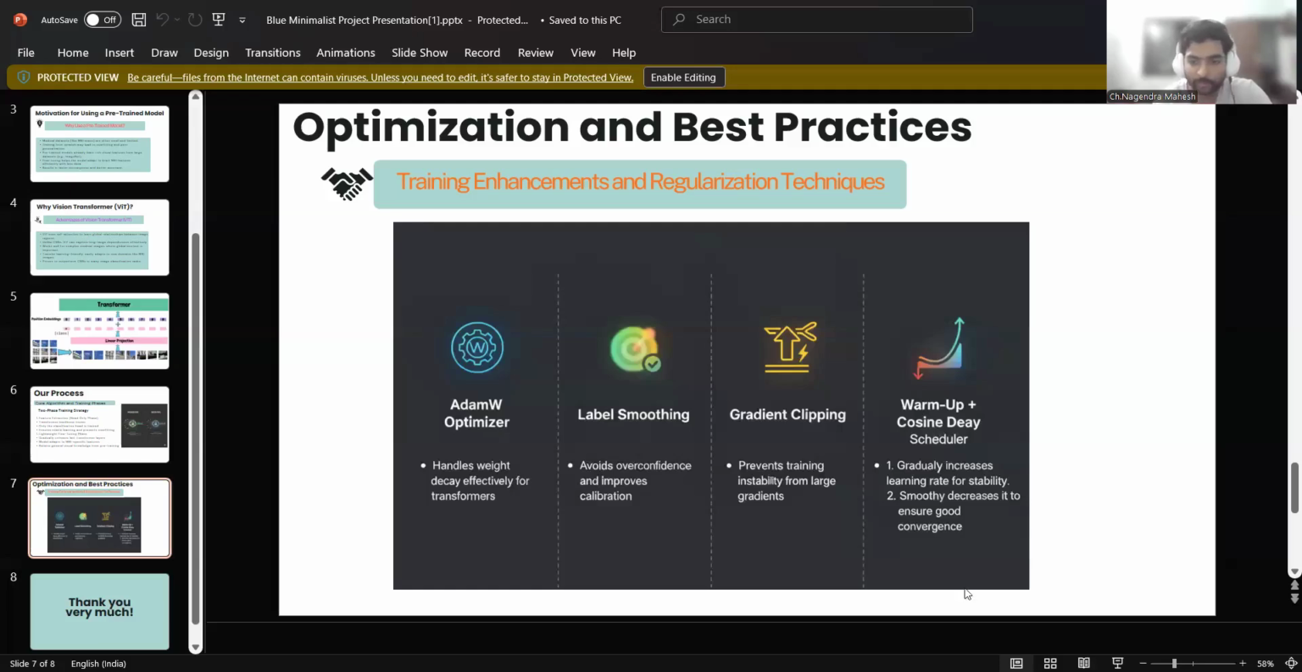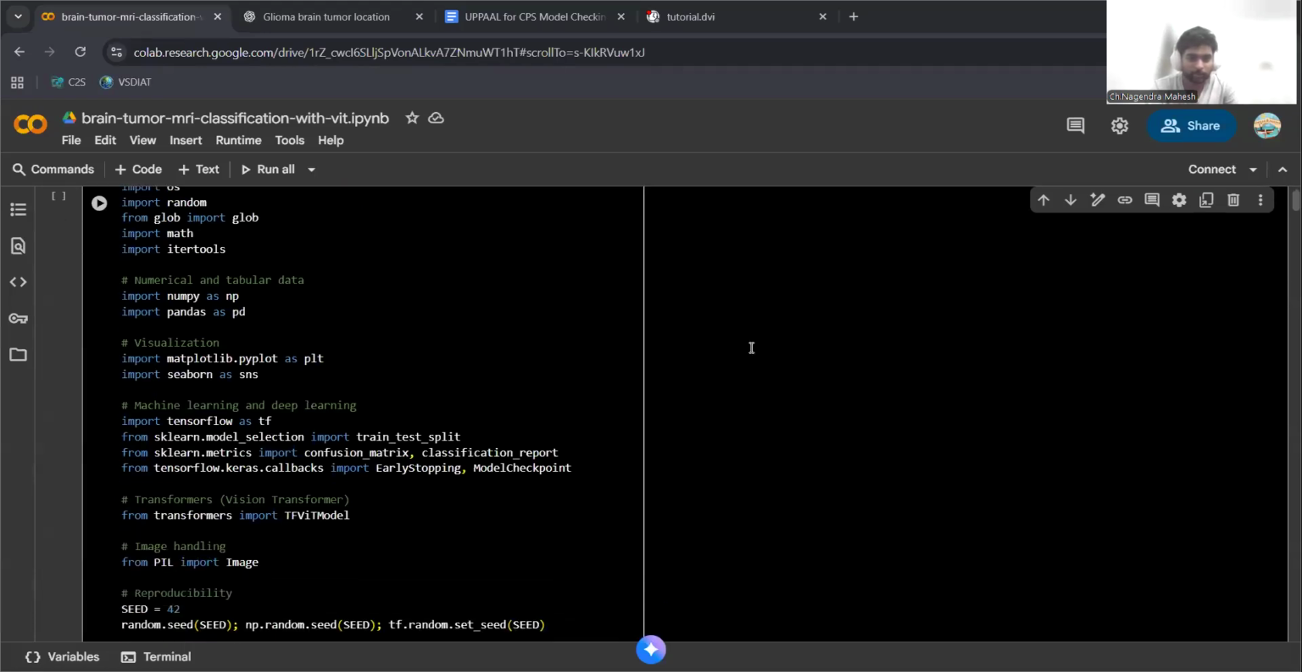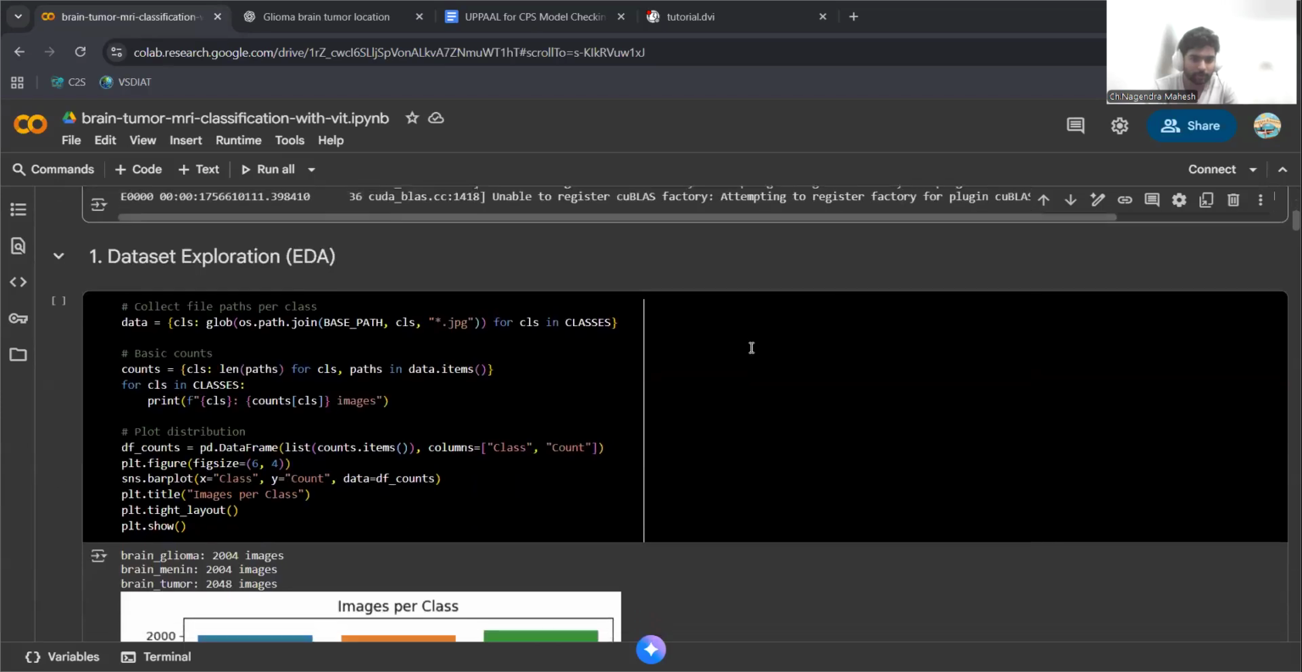So let's get to the project code, like how it's done. Let's get into the coding part. So this is the code we have written.